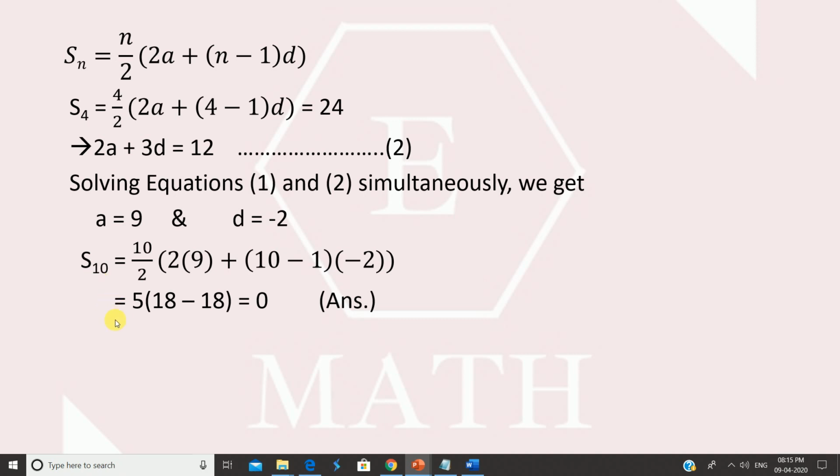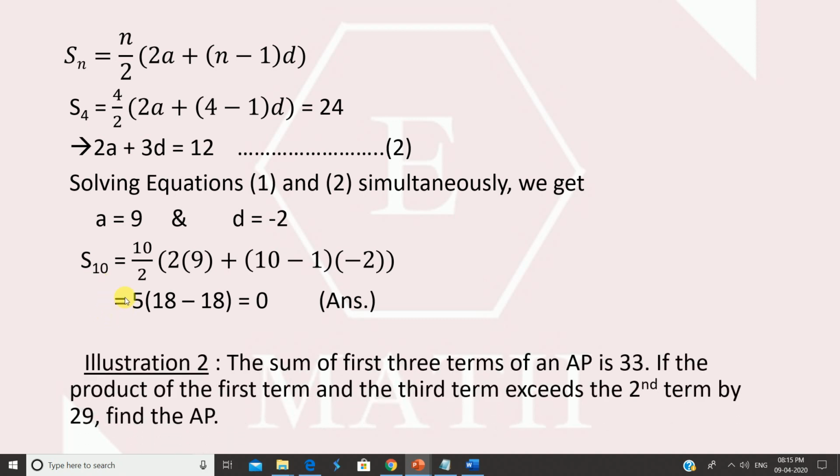Then again we'll look at one more illustration. Illustration 2. The sum of first 3 terms of an AP is 33. So what they have given is the sum of first 3 terms of an AP is 33, and the product of the first term and the third term exceeds the second term by 29, find the AP. So to find the AP, what do we need? We need two things. One is the first term A and the other one is the common difference D, right?